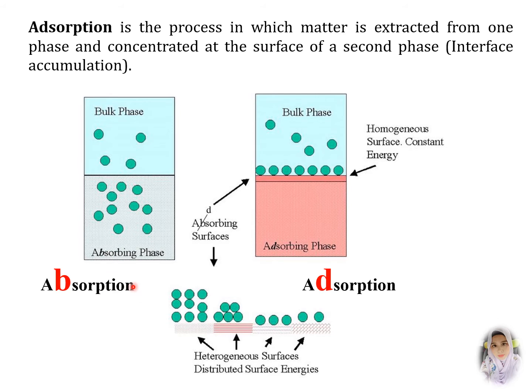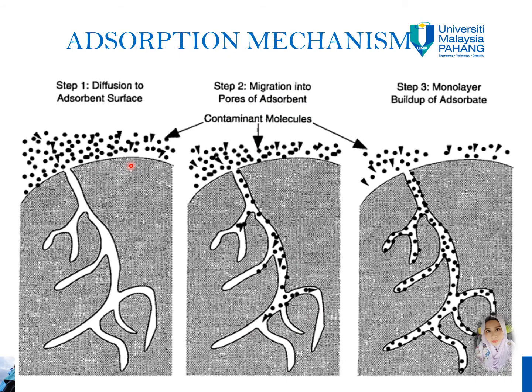While absorption is a process in which a fluid is dissolved by a liquid or solid, which is the absorbent, one substance is taken up within the structure of another. An example of the absorption process is soaking up spilled milk with paper towels. There are three steps involved in the adsorption process. First is diffusion to the adsorbent surface, and then migration into the pores of the adsorbent, and finally monolayer build-up of the adsorbate. Adsorption is an exothermic process, which means that energy is liberated during this process.